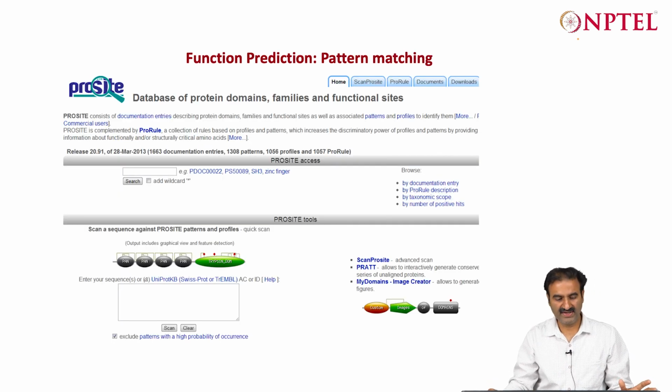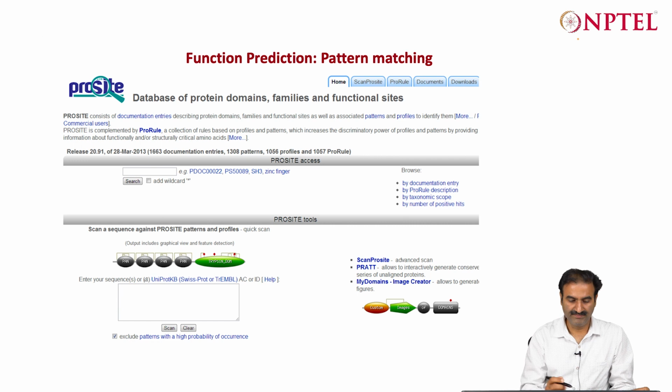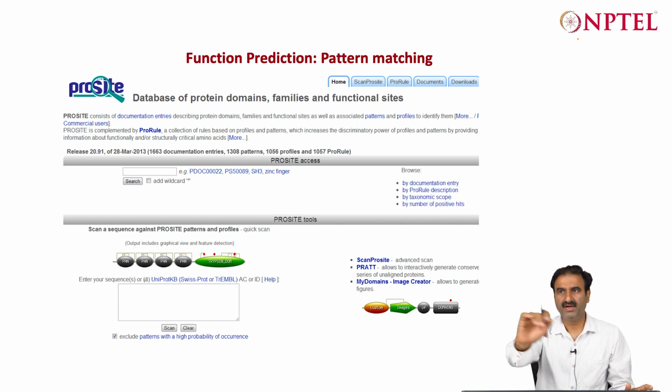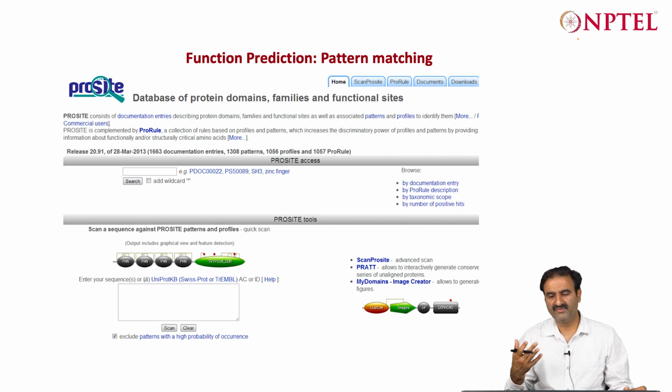So this is the PROSITE database. Basically it's a database of domains, families, functional sites, and patterns which are associated with proteins. Most of the proteins can be assigned to various protein families based on the domains, and similarly every family of proteins also has some conserved patterns or motifs which can be used to associate that protein with that functional category.